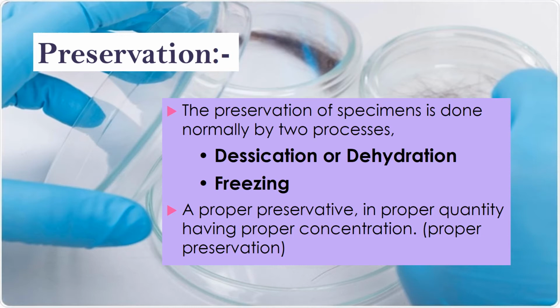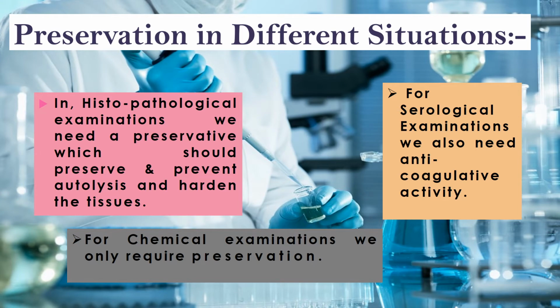Preservation. The preservation of specimens is done normally by two processes: desiccation or dehydration, and freezing. A proper preservative, in proper quantity having proper concentration, is proper preservation. Preservation in different situations: in histopathological examinations we need a preservative which should preserve and prevent autolysis and harden the tissues. For chemical examinations we only require preservation. For serological examinations we also need anticoagulative activity.